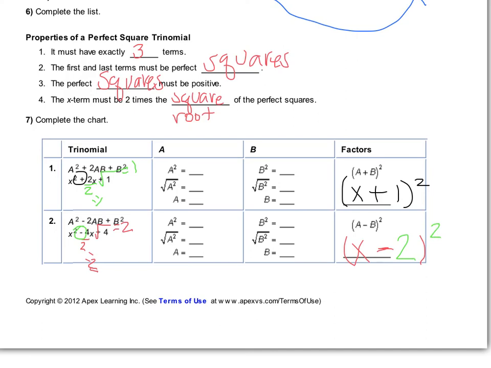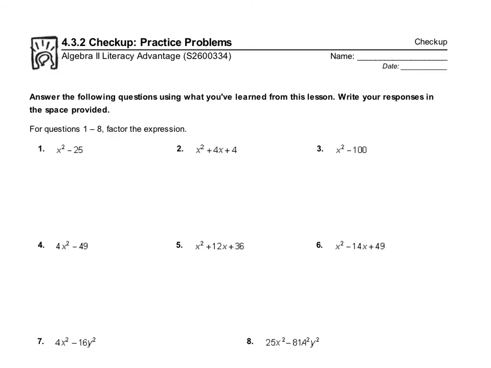So we're going to look at the checkup, and we're going to do the odds. So number 1, I have x squared minus 25. Well, this has 2 terms, and I need to see if both of those are perfect squares, and x squared is x times x, 25 is 5 times 5. So that means to factor this, all I have to do is 2 parentheses, x minus 5, x plus 5. Again, that was possible because 25 is really 5 squared.